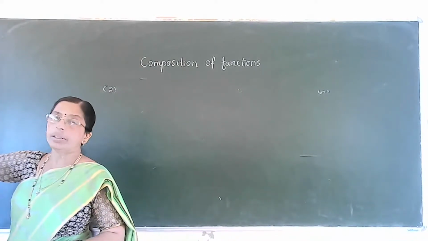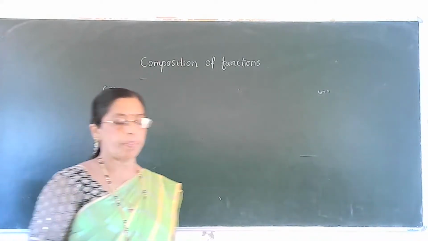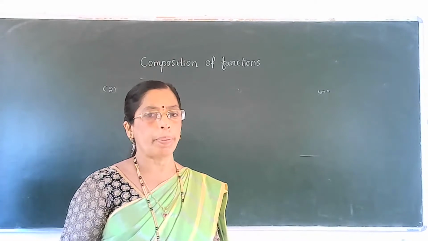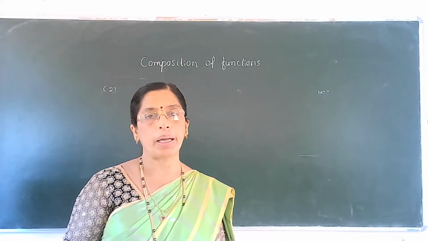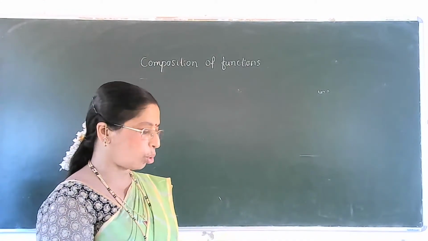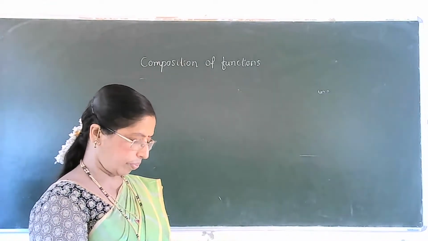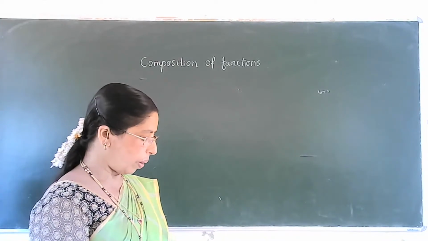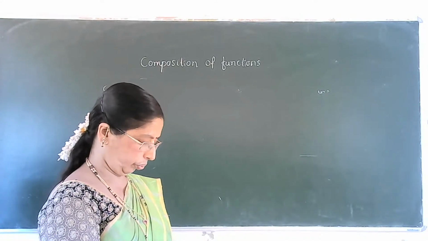In this chapter, one 5-mark question is asked in the annual exam paper. Here only 4 or 5 problems are there. If you practice well, you can get 5 marks easily. Here 2 methods are there to solve this problem. I solved this problem by 2 methods also.